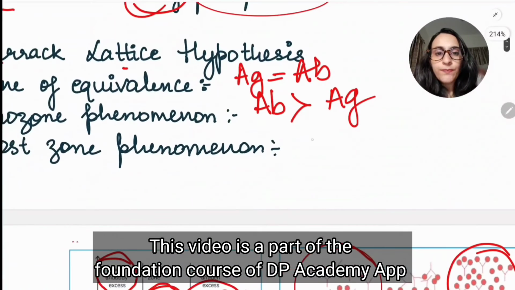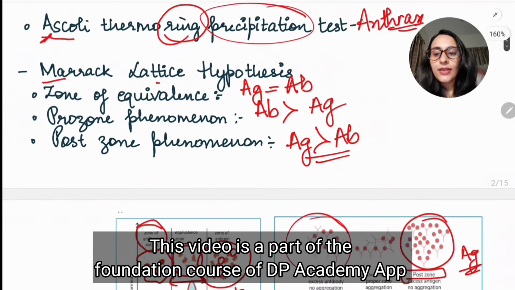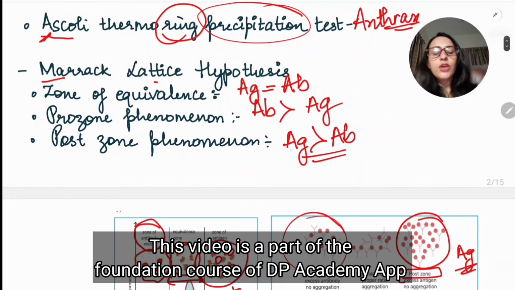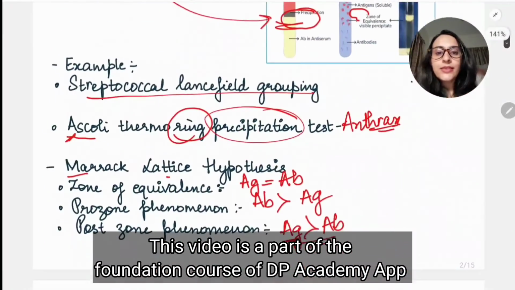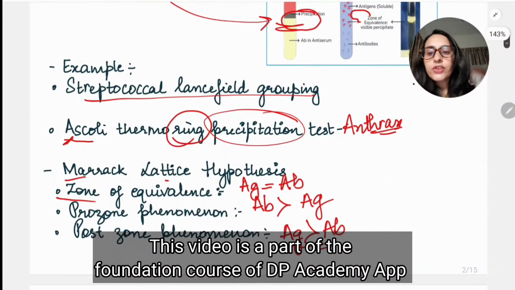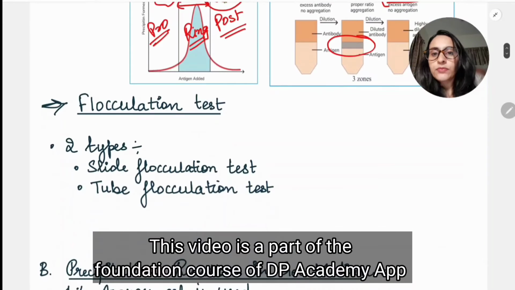So in the prozone, the antibodies are more, while on the other hand, in the postzone, antigens are more. This is the ring test. In the ring test, the ring is formed in which zone? It is the zone of equivalence which forms the rings. This is the Marrack lattice hypothesis. According to this hypothesis, the ring is formed when antigen equals the antibody.